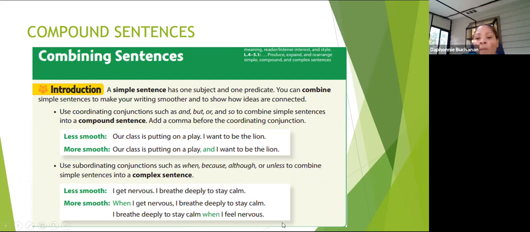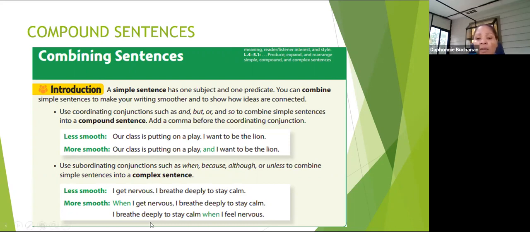Okay, so if you look at the bottom of this one, it says, I get nervous. I breathe deeply to stay calm. Then the smoother sentence says, when I get nervous, I breathe deeply to stay calm. And here they only put the comma, because we have that brief pause and it keeps going. But they add "when" at the beginning. When I get nervous, I breathe deeply to stay calm.